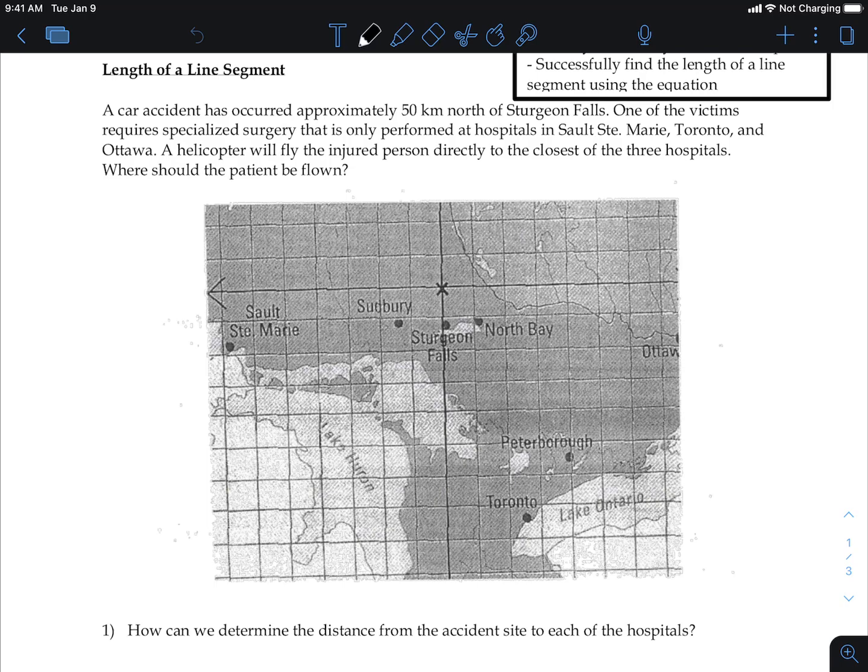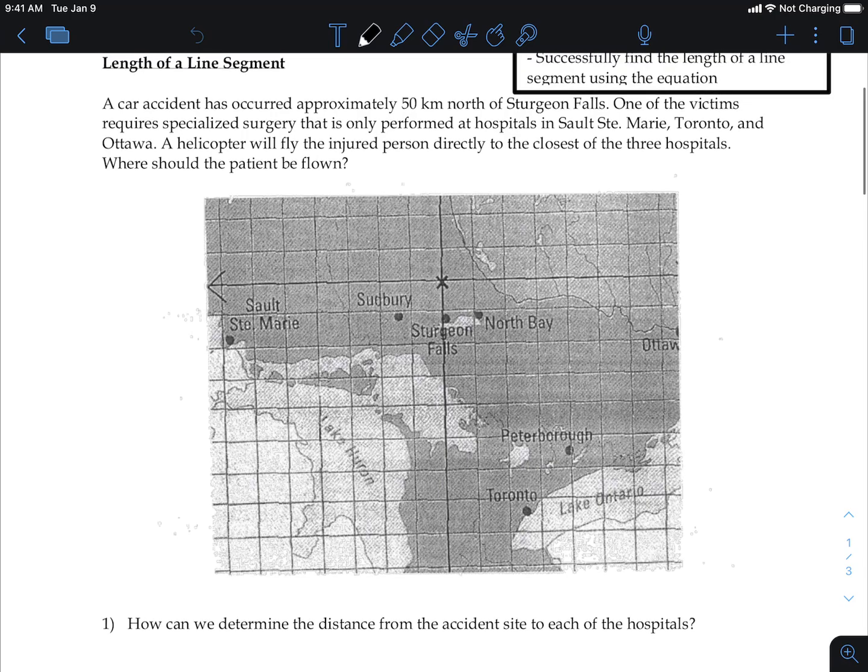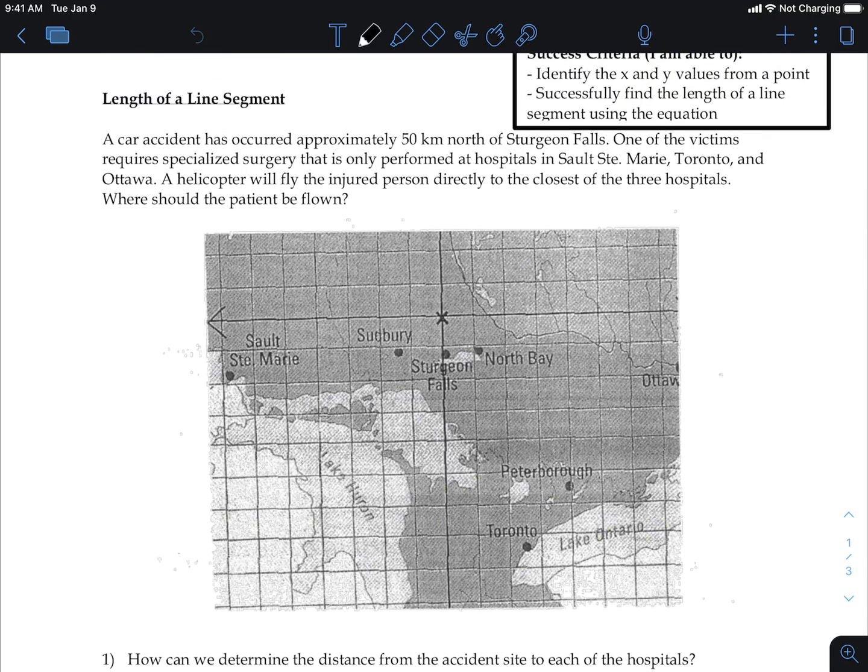Okay. So, here's what we got. We've got a car accident, and it occurred 50 kilometers north of Sturgeon Falls. So, right here at the X on your sheet. I know, sorry, the picture ain't great. Mine's not bad, so if you look up here, you can see it a little bit better.